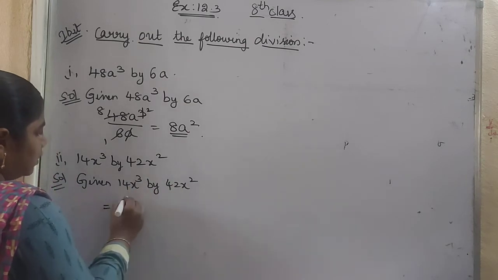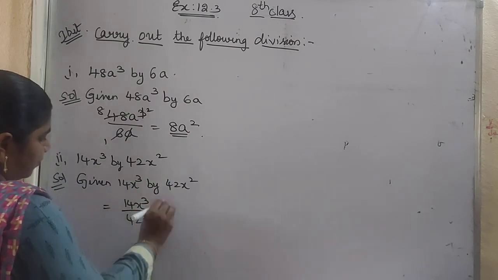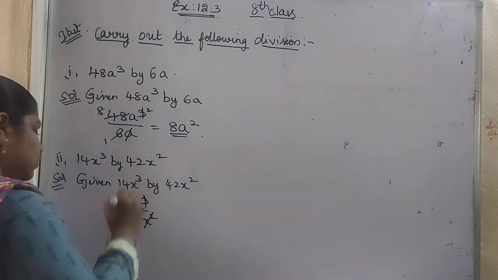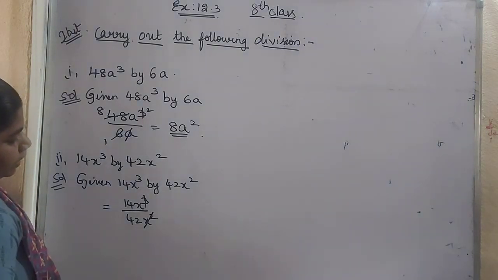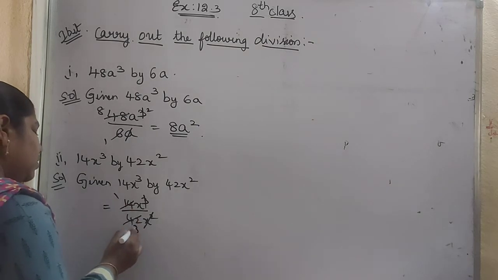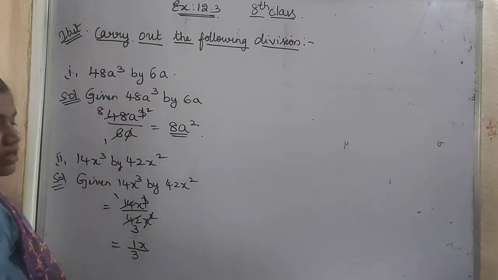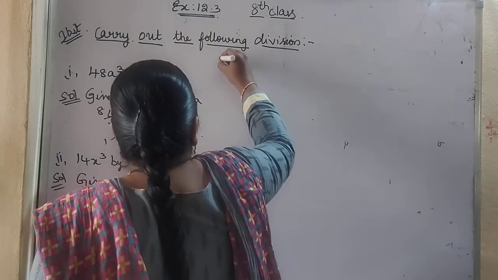So divide the values. 14x cube by 42x square. So how much will it be? x square will get cancelled, only 1x will be remaining. 14 ones, 14 threes we can take. So what is the answer? 1 by 3 x, x by 3 is our answer. So next, third one.